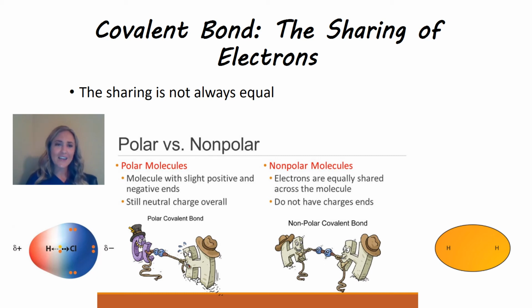So there you have it in a nutshell. A covalent bond is the sharing of valence electrons between nonmetals. When they share equally, it's a nonpolar covalent bond. When they do not share their electrons equally, it is a polar covalent bond.